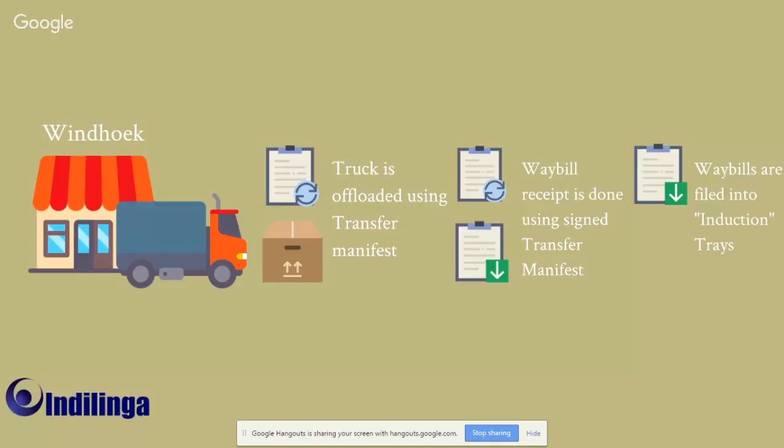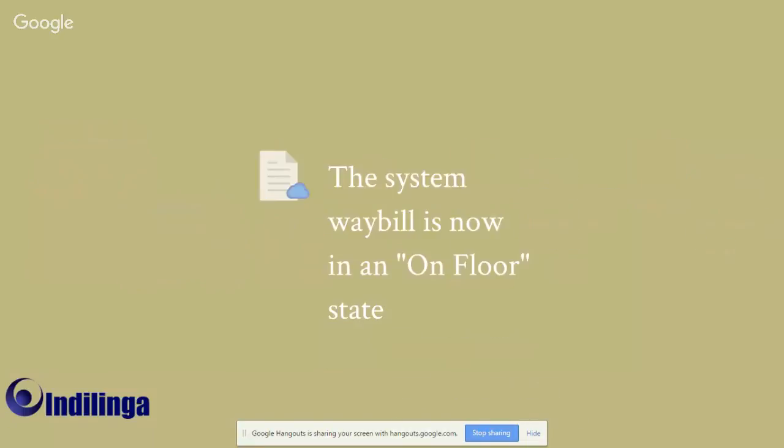And again, the labels are then filed into an induction tray, because again, there is some administrative process that needs to be completed before we can load the labels out onto a delivery. So from this point on forward, the process basically repeats. The system is now on an on-floor state in Windhoek.